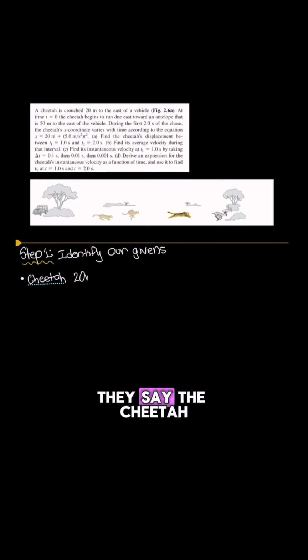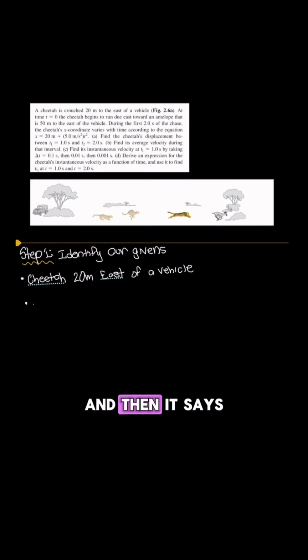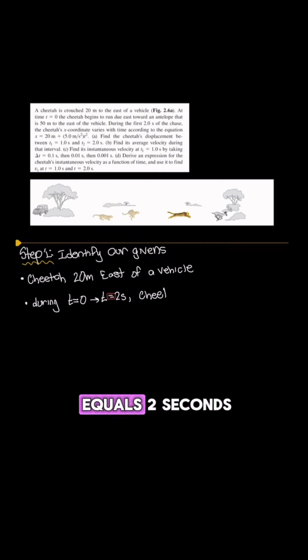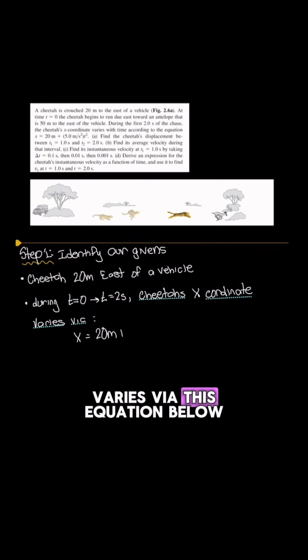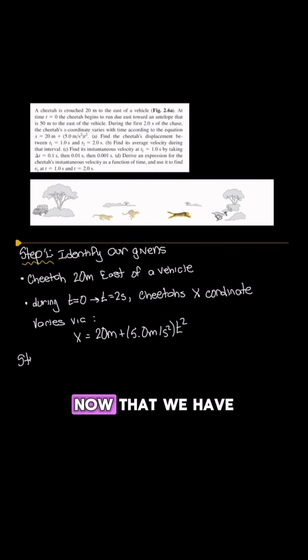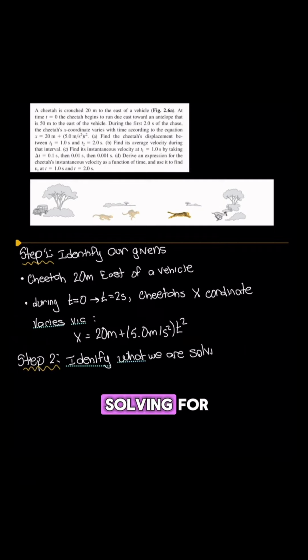So step one is going to be to identify our givens. First off, they say the cheetah starts 20 meters east of the vehicle. And then it says during the time t equals 0 to t equals 2 seconds, the cheetah's x-coordinate varies via this equation below.